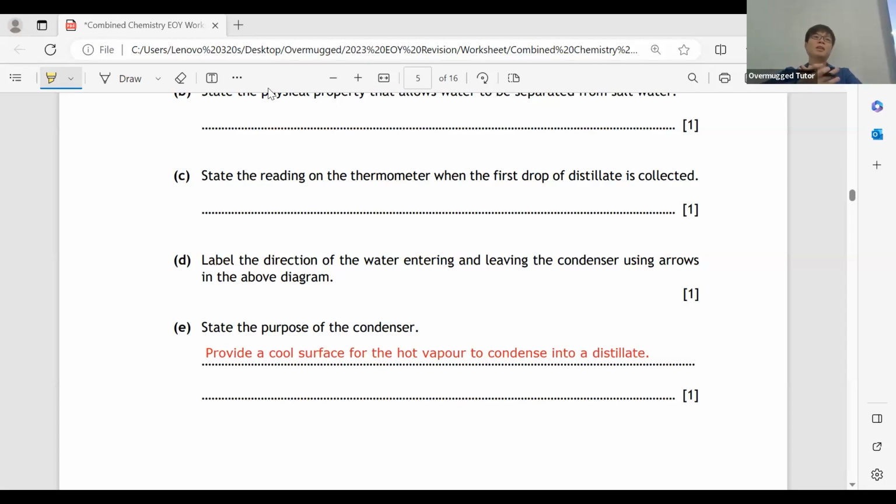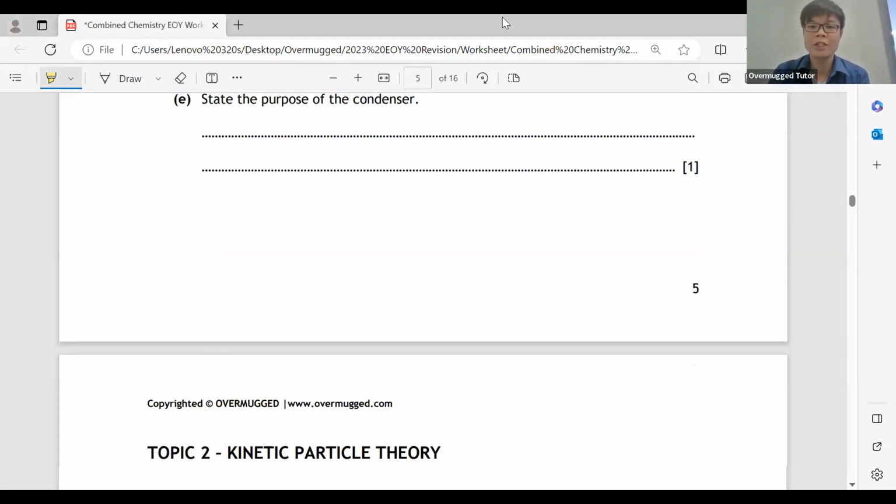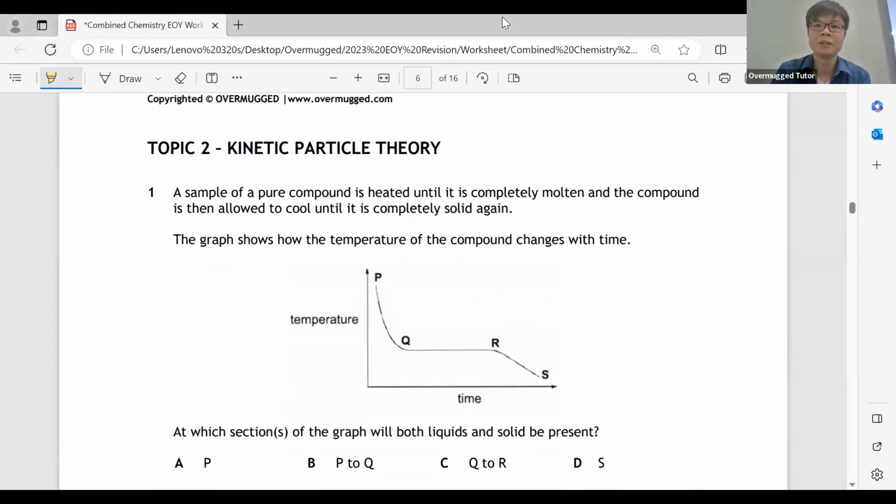Okay, any questions for our first chapter? Anything to clarify? Any question? Okay. Right, let's go to second chapter, kinetic particle theory. Answer key uploaded on Friday.